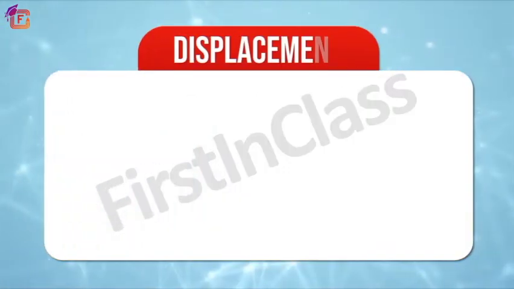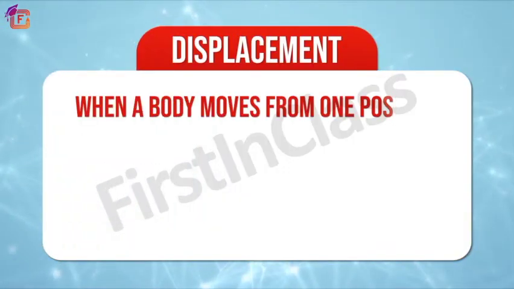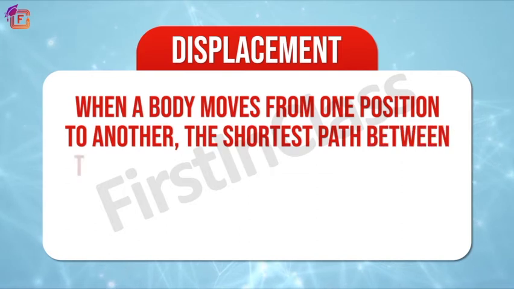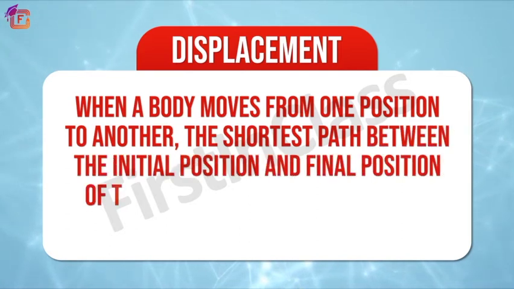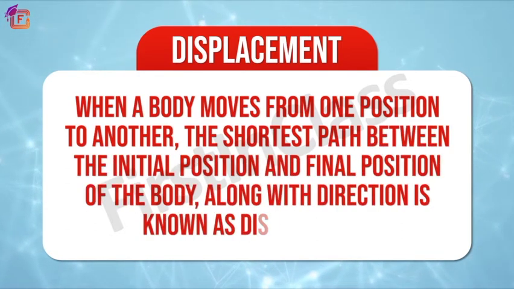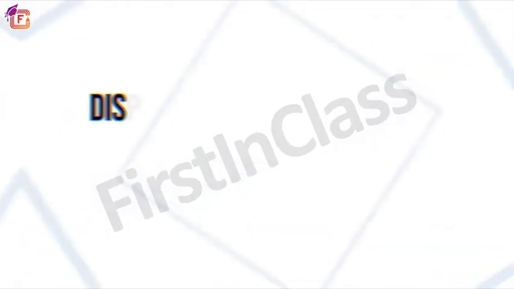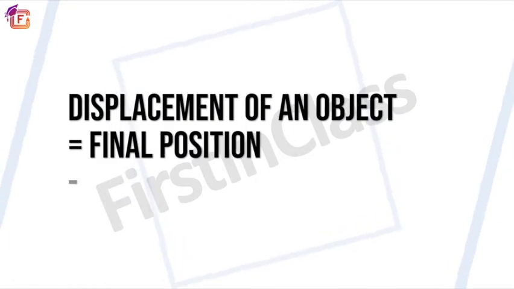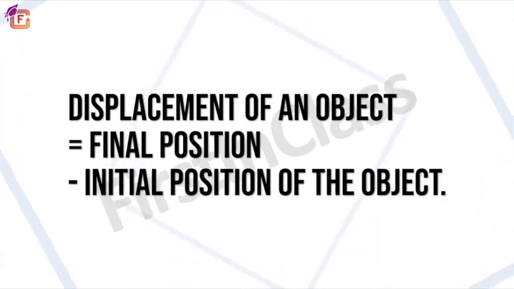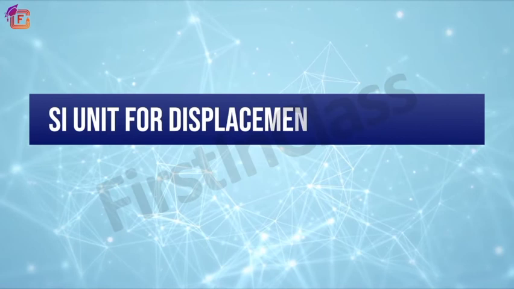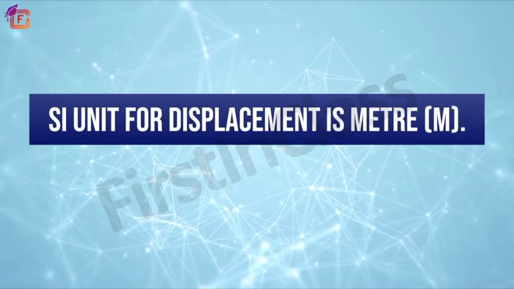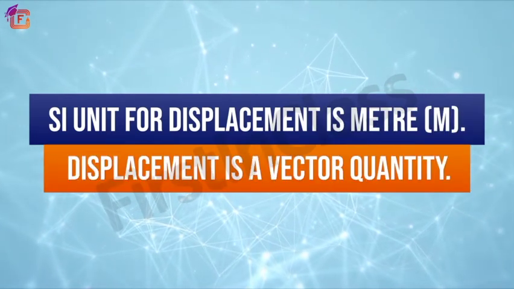Now let us discuss the next term, that is displacement. When a body moves from one position to another, the shortest path between the initial position and final position of the body along with the direction is known as the displacement. That is, displacement of an object is equal to final position minus initial position of the object. The SI unit for displacement is meter. Displacement is a vector quantity.